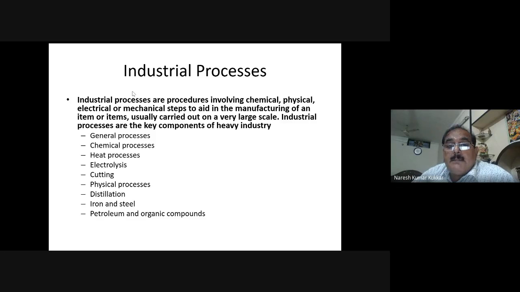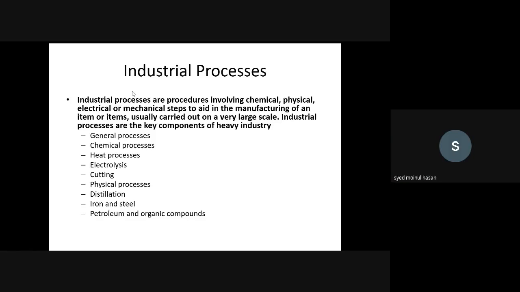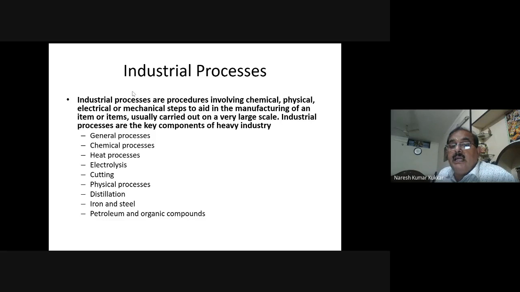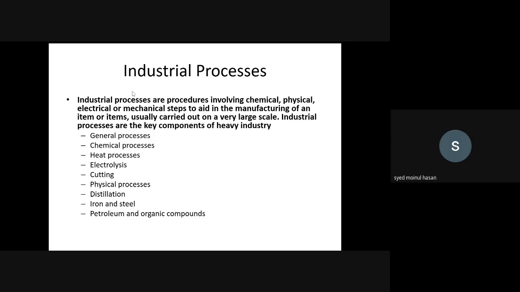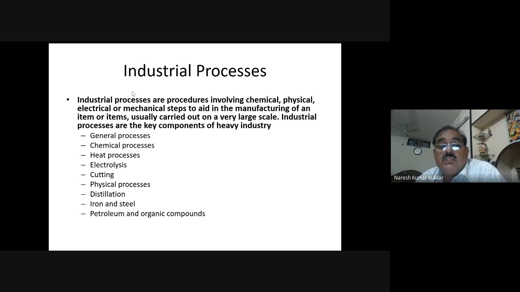Then we come to the industrial processes. Industrial processes are the procedures involving chemical, physical, electrical, and mechanical steps to aid the manufacturing of an item or items, usually carried out at a very large scale. Industrial processes are the key component of the heavy industries. Now we will understand how each industry works and what processes are used in those industries.